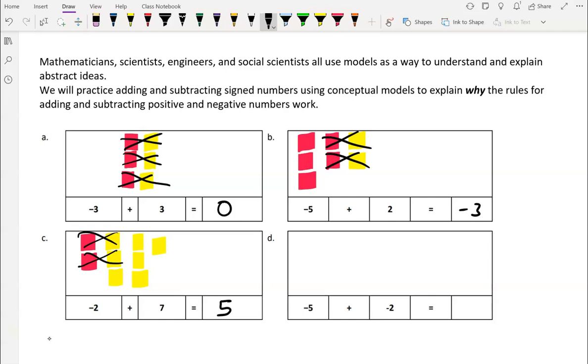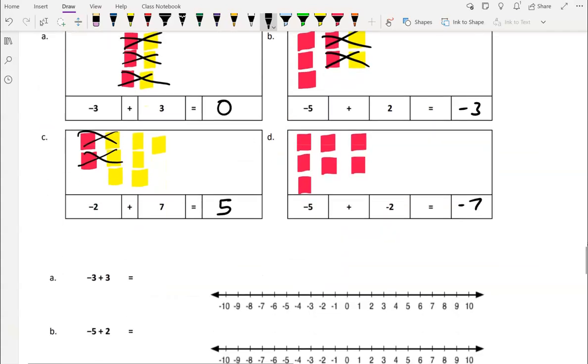Now let's try negative 5 and negative 2. All right. 1, 2, 3, 4, 5. And negative 2: 1, 2. Are there any 0 pairs? No, because we don't have any blocks of opposite colors. So what do we have here? Well, we have 1, 2, 3, 4, 5, 6, 7. We have 7 negatives. So we have negative 7. All right. Let's keep going.